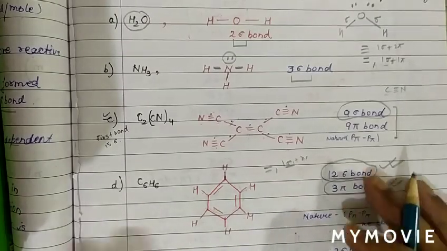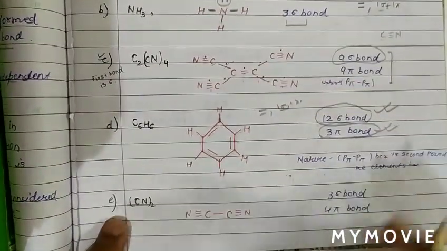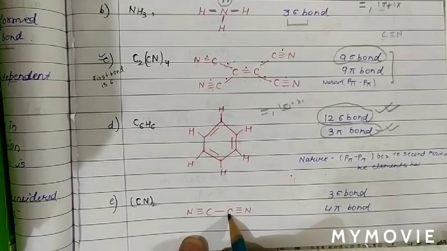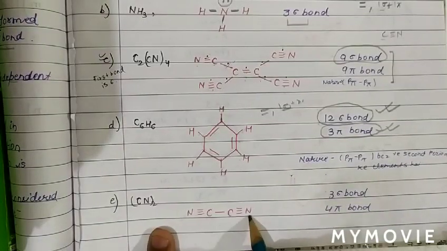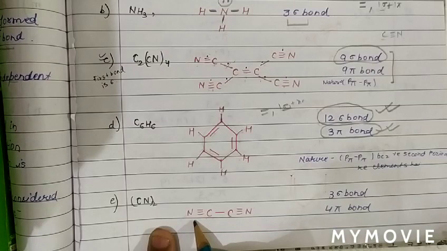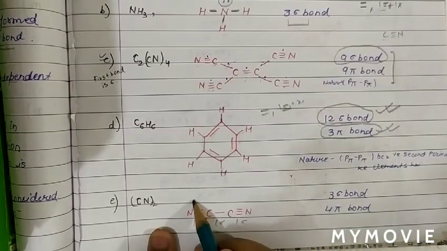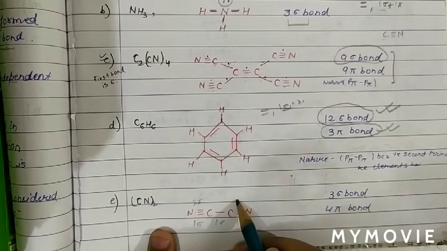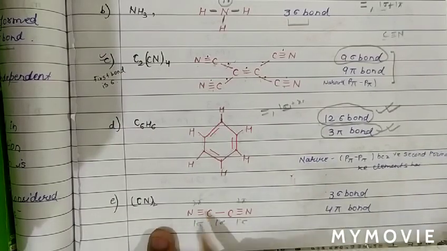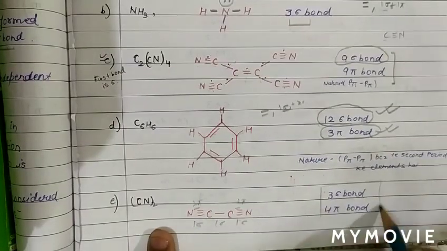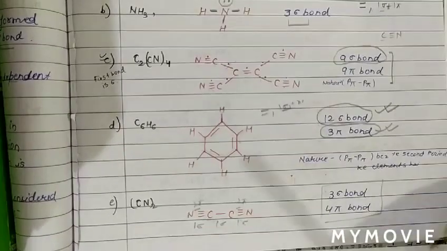See the next molecule. The next molecule is (CN)2. So carbon-carbon single bond and carbon-nitrogen triple, carbon-nitrogen triple. We see there is 1 sigma, 1 sigma, 1 sigma, so 3 sigma, while pi is 2 pi in each triple bond, so 2 pi, 2 pi, 4 pi. So there are 3 sigma and 4 pi bonds.